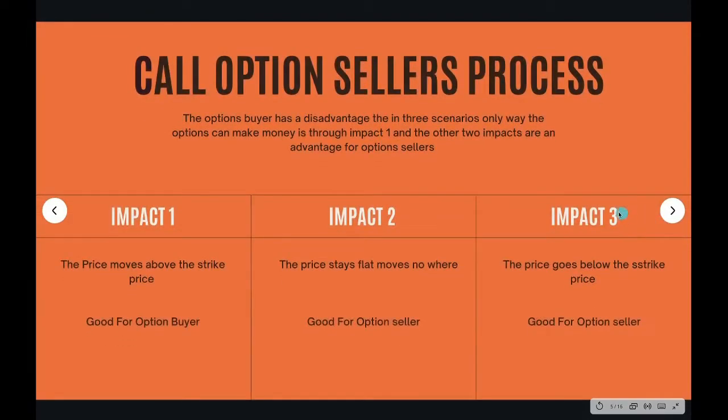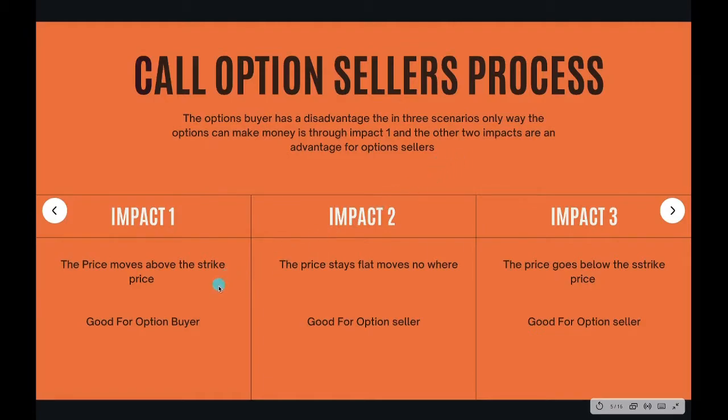Now, a very important and a very simple topic here. Call option seller's process. Okay, this is a very simple thing. The option buyer has a disadvantage. In 3 scenarios, the only way the option buyer can make money is through impact 1, and in the other 2 impacts there are advantages for option sellers. The option seller always has an advantage. Why? Because theta is nothing but time decay. We'll talk about this when I'm covering the Greeks. For now, just understand that option sellers always have more advantage compared to option buyers.